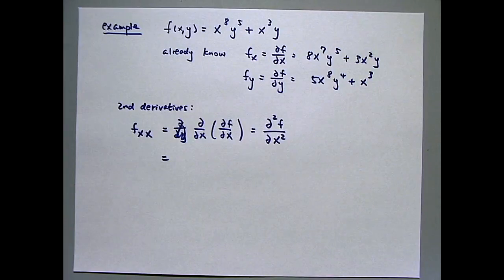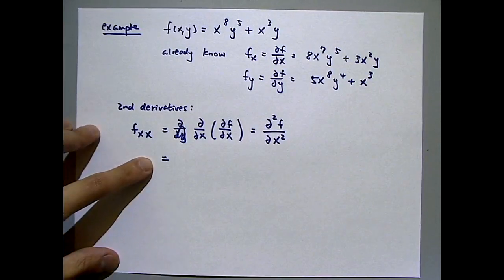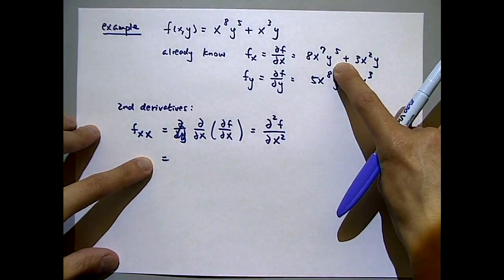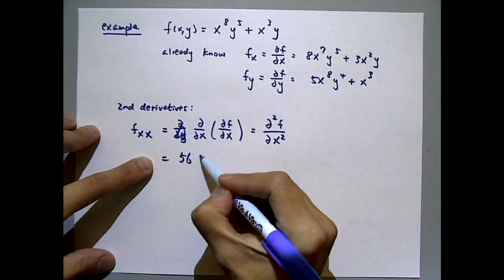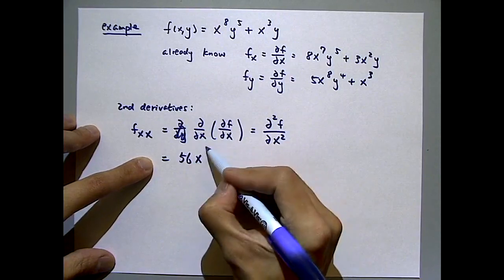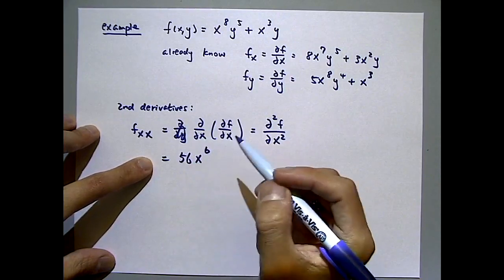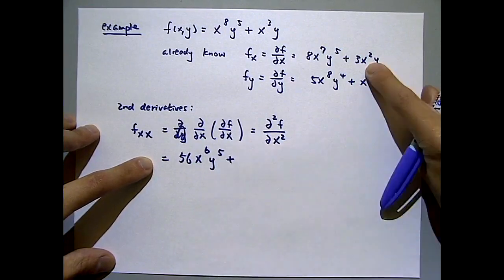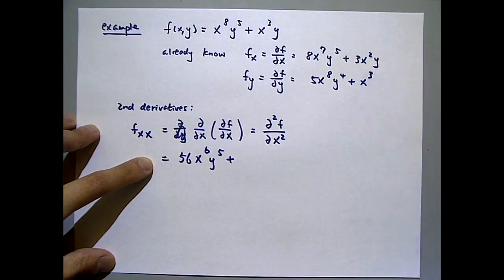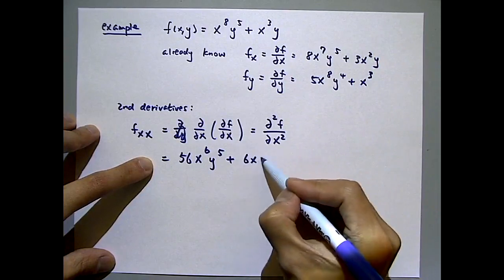All right, so what do we get? What do we get out of the first term here? 56x to the 6th, y to the 5th. Very good. And the second group here, 6xy, good.